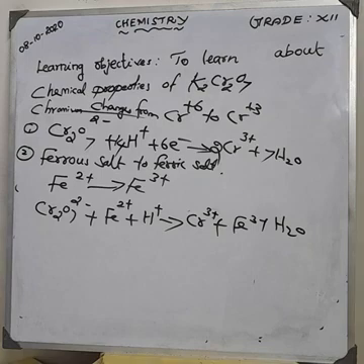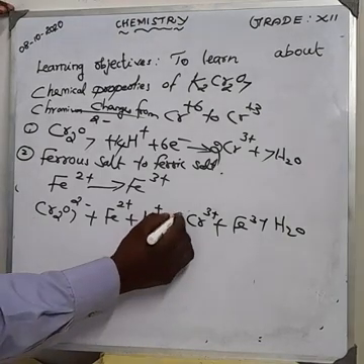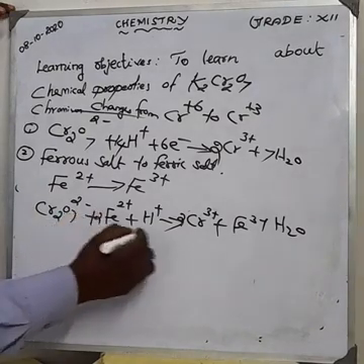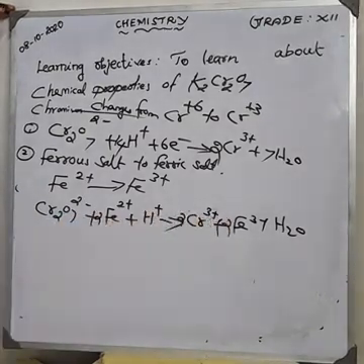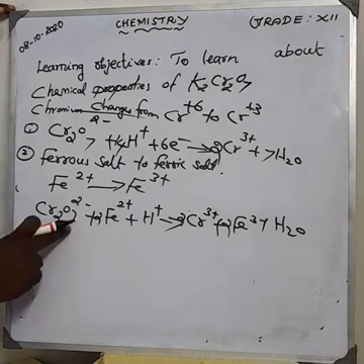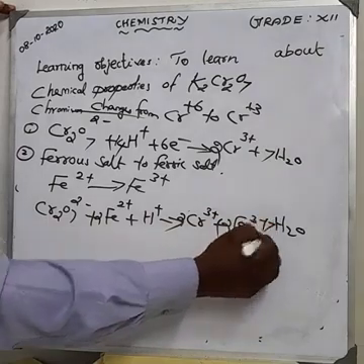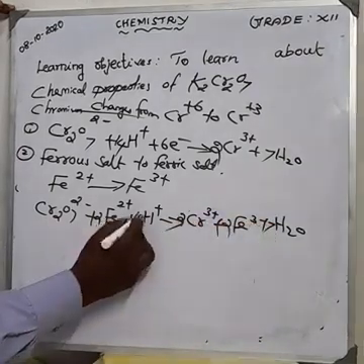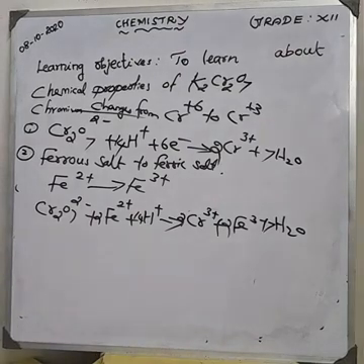Then, how much chromium is there? 2 chromium, so make it 2 here. Here also make it 2, and here also make it 2. And how much oxygen is there? 7 oxygen, so make it 7 here. So how much hydrogen? 14, since 7 times 2 is 14. Now the equation is balanced. Clear?